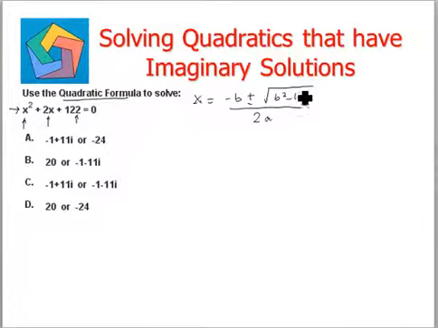Now it says imaginary solutions. For that, how do we find out whether it's imaginary or not? When the quantity inside the radical, that is b squared minus 4ac, also called the discriminant, is less than 0, that is, it is negative, then the quadratic equation is said to have imaginary solutions.